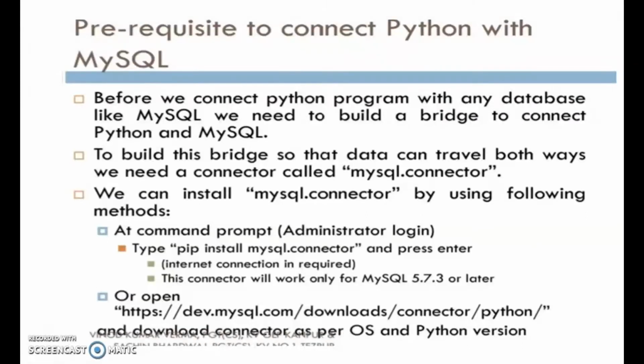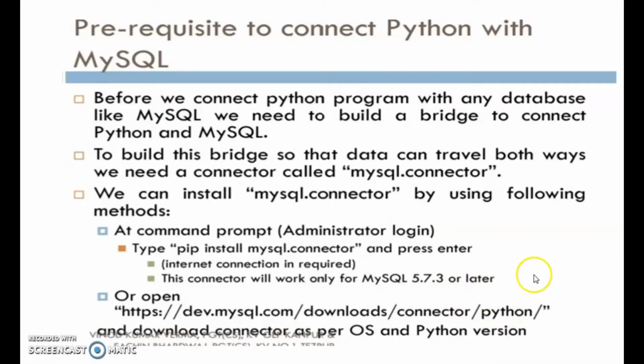There are two methods to install this application. The first one is by using the command prompt, that is, by using the administrative login. Open the command prompt, type pip install mysql.connector and press enter. To make this work, you have to connect your system to the internet. Then only this will work. It will work only for MySQL 5.7.3 or later versions.